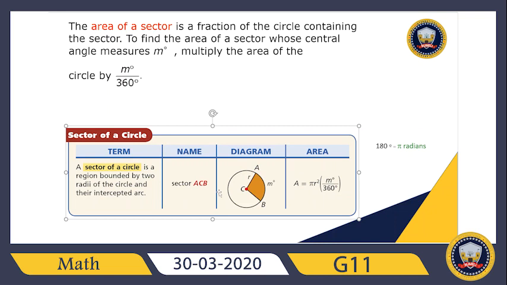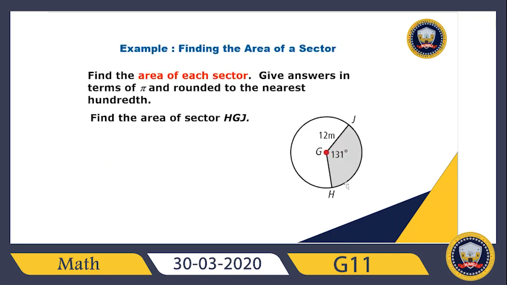Let's take an example. Okay guys, take a look at this example. We have this circle and the radius of this circle is 12 meters, and the angle between these two radii is 131. It's asking me to find the area of this sector HGJ. So basically what we have to do is to find the area of a circle, which is πr squared, and then take this angle, because it's in degrees, over 360.